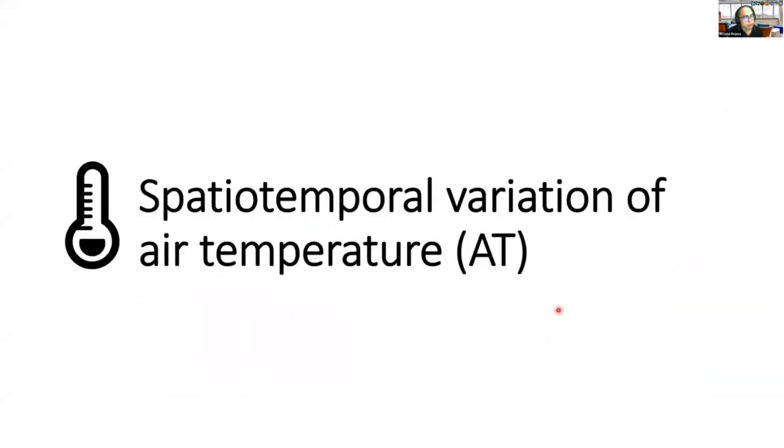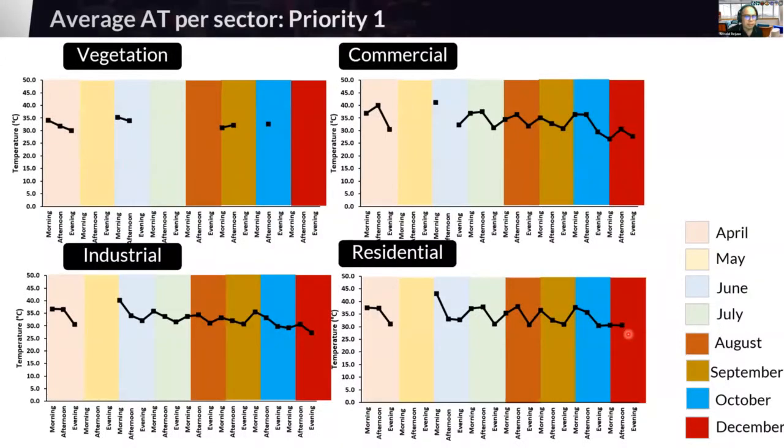In this section, I will be discussing the spatiotemporal variation of air temperature. A similar pattern can be observed here in air temperature. Air temperature started to increase during morning, peaks during afternoon, and starts to cool down during evening.